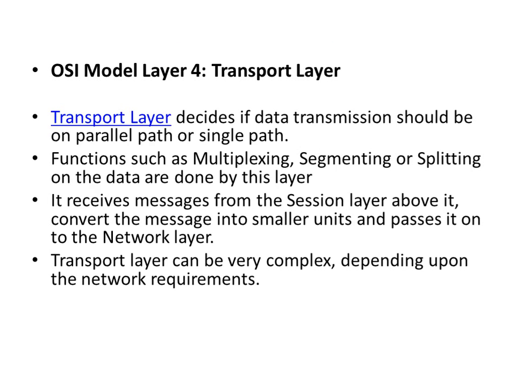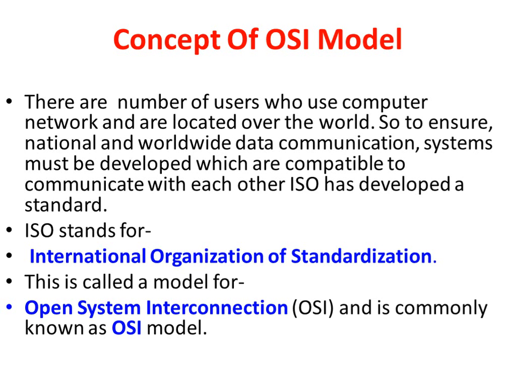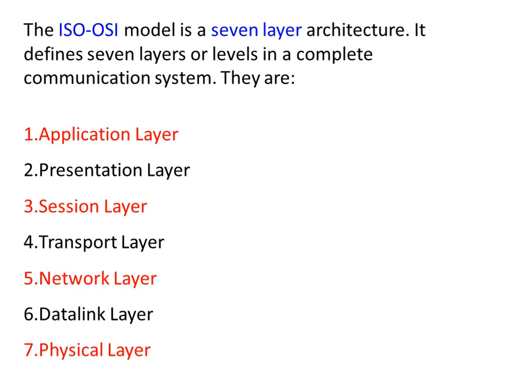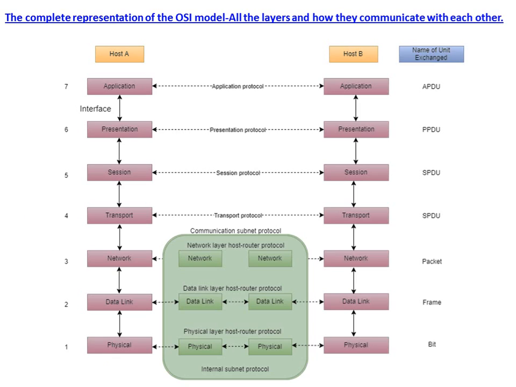So again, review the topic. First we saw the concept of the OSI model. ISO and OSI stand for International Organization for Standardization and Open Systems Interconnection. Then the 7 layers of the OSI model: application, presentation, session, transport, network, data link and physical. Next, the complete representation of the OSI model, all the layers and how they communicate with each other. A table of the complete representation between host A and host B, with interfaces, layers, protocols and which unit is exchanged in between.